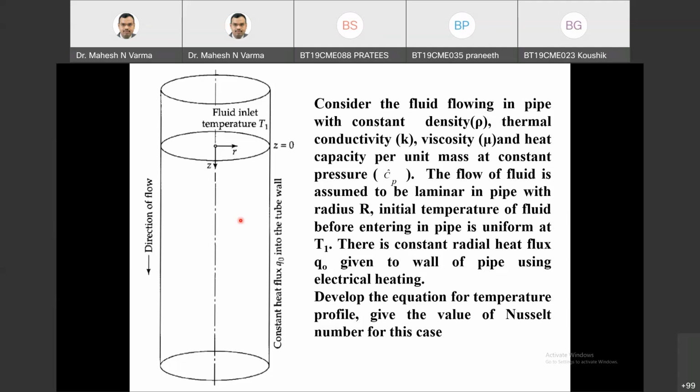In the R direction, there will be flow of heat because temperature is varying. So will it be dominated by conduction or convection in the R direction? Sir, by conduction only. Very good. If temperature is varying and dominated by conduction, are you expecting a first order differential equation or a second order differential equation with respect to R?